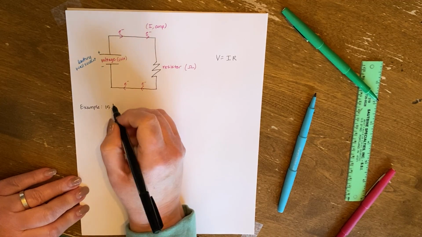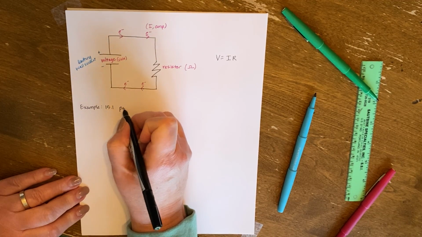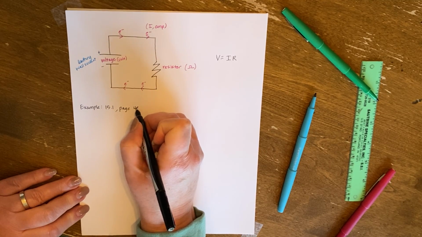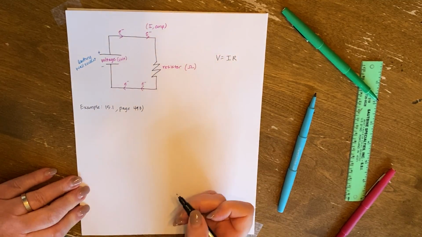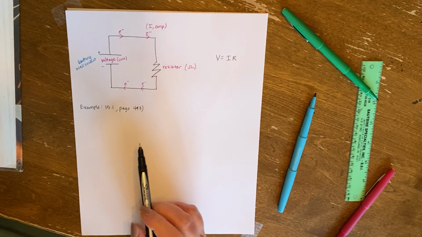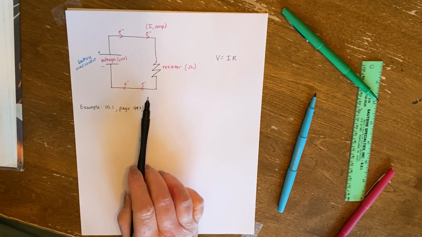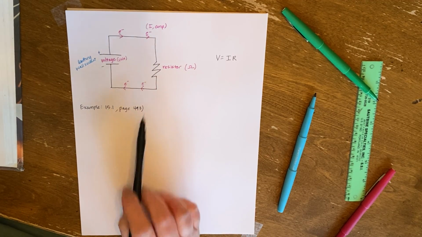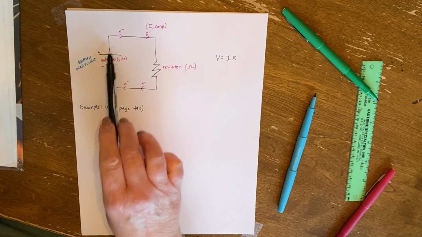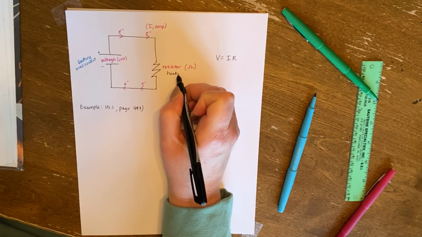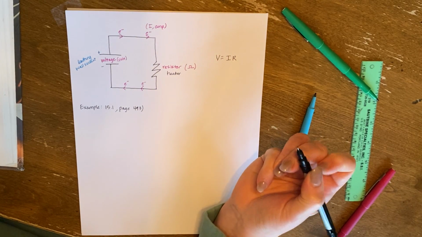This is 15.1, and it's on page 493. Okay, so example 15.1 says we have a space heater with a resistance of 11 ohms. We're going to go ahead and just use this drawing. So our resistor in this case is a space heater, okay?